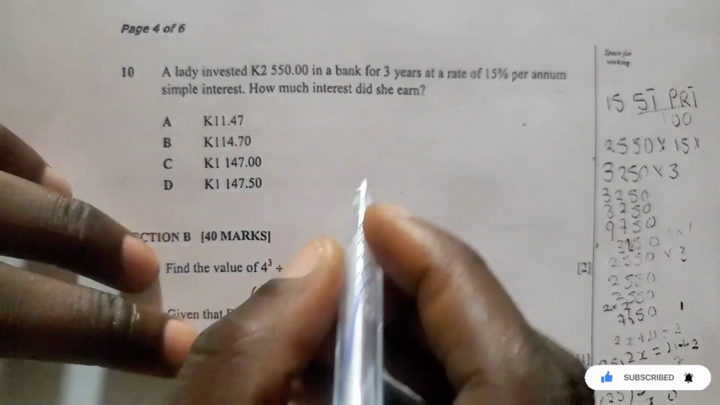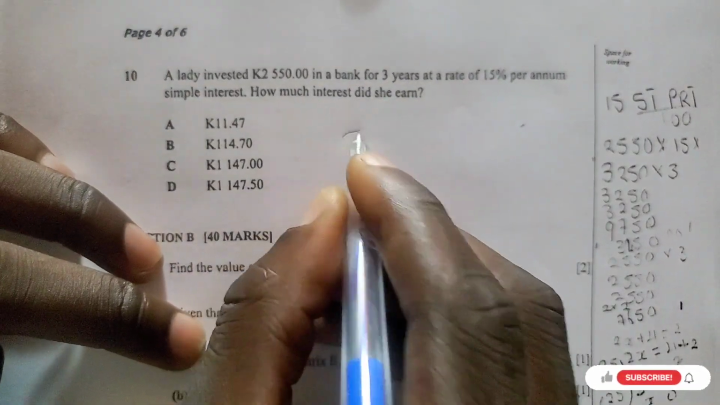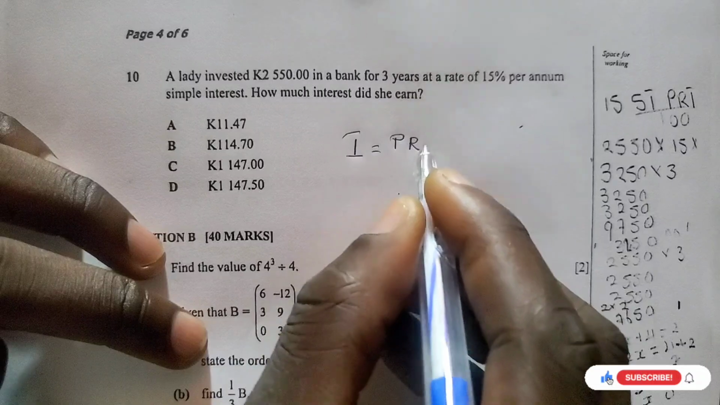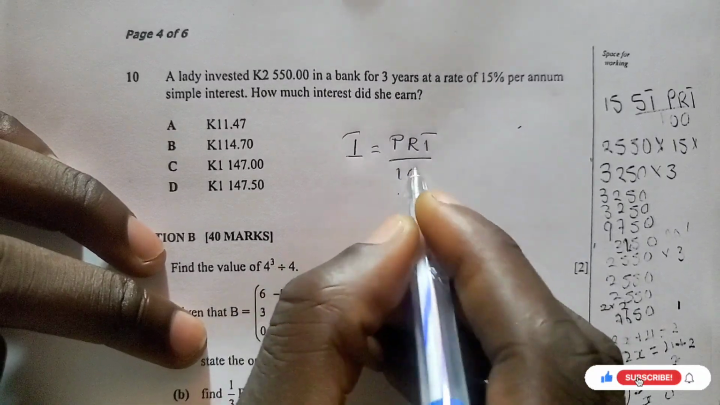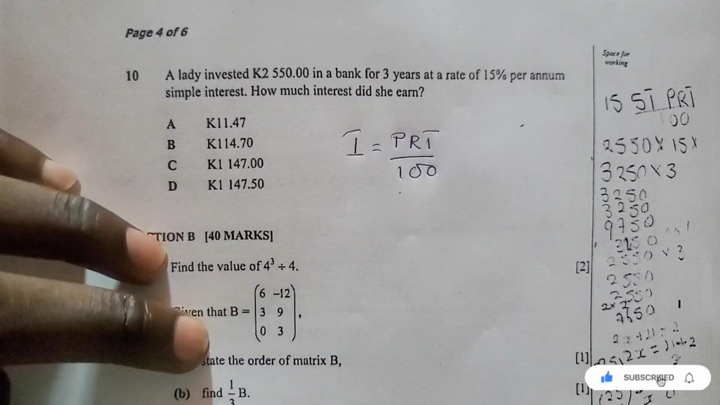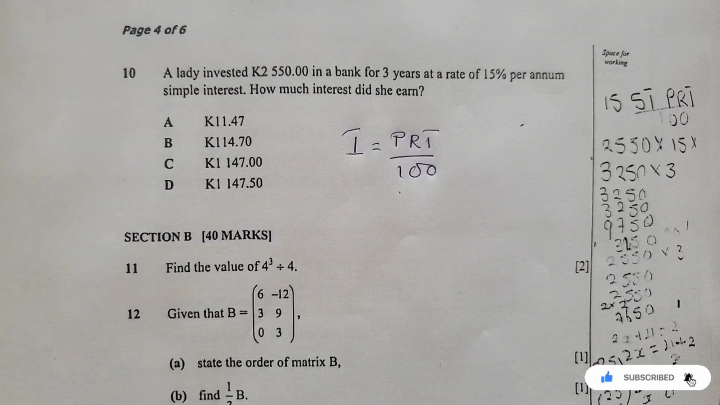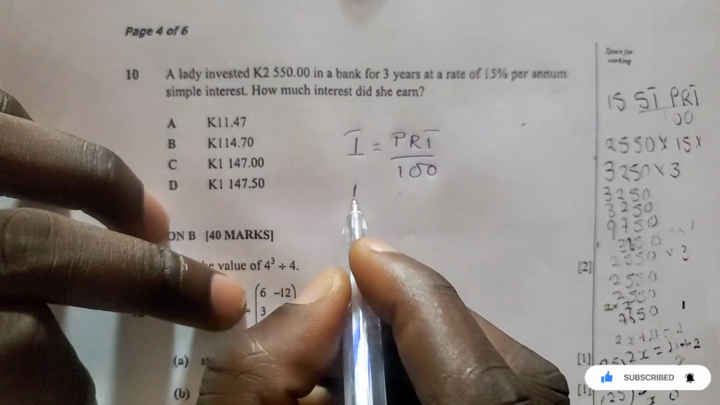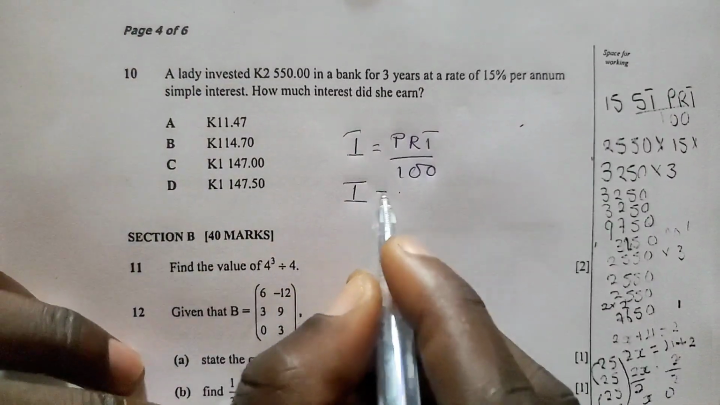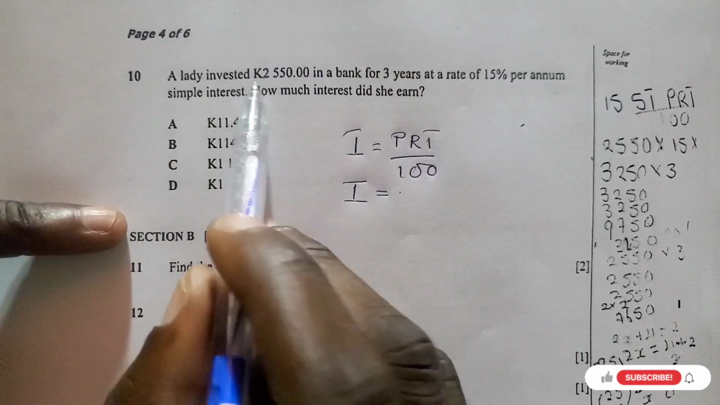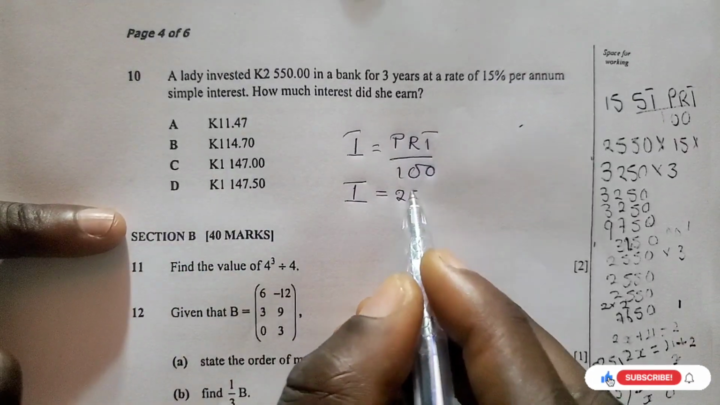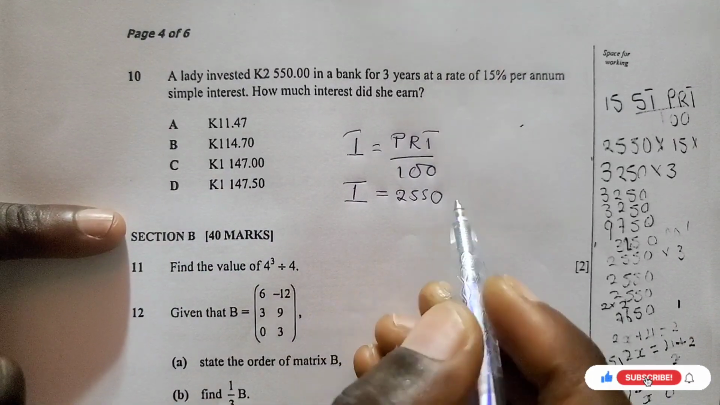So I'm going to say simple interest. So I is equal to P R T over 100. This 100 is a percentage. So let's substitute what we're given. This interest here is going to be P. You're going to substitute with 2,550.